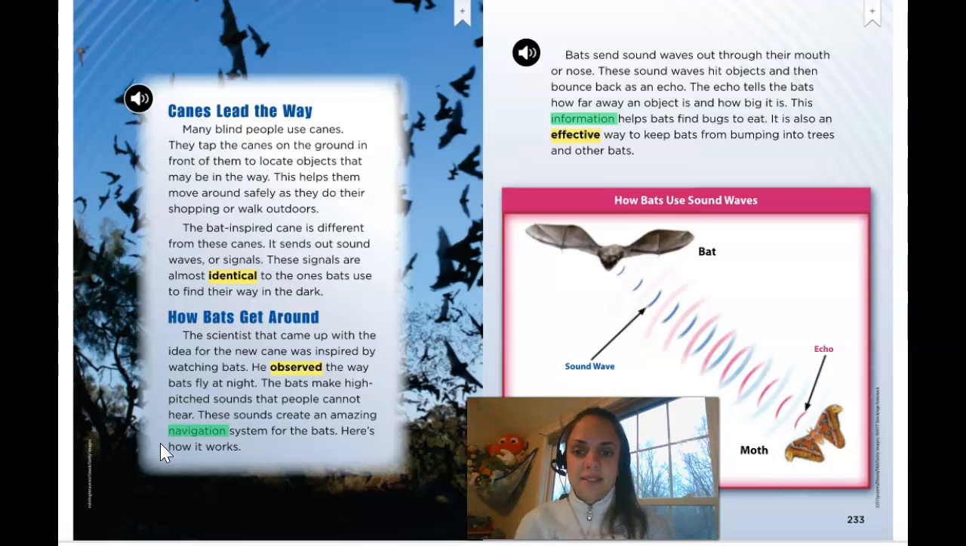Let's check your thinking. Navigate. Navigate and navigation have a related meaning. Navigate is to find your way. Navigation is the way you found.